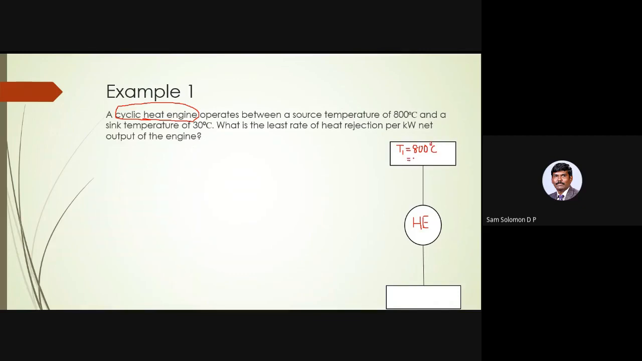So 800 plus 273 will be 1073 Kelvin. This problem I have taken from PK Nag. So 800 plus 273 is 1073 Kelvin. Then T2 is given as 30 degrees centigrade. So 30 plus 273 is 303, so 30 degrees centigrade is equal to 303 Kelvin.